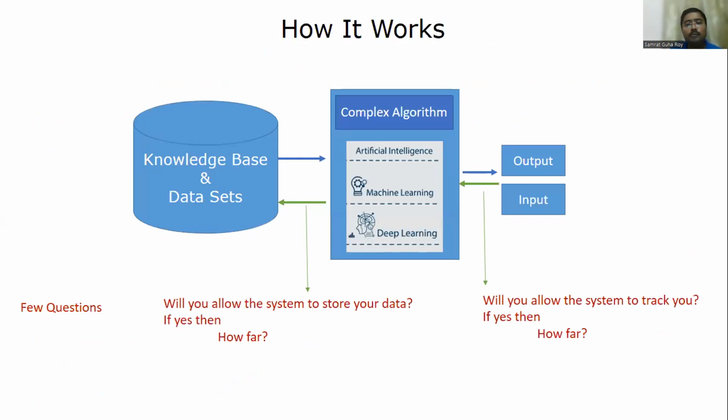We are giving input, and there is a complex algorithm. The complex algorithm takes the information from a backend knowledge base or a data set and gives it to the user. And we know most computer processing works with this model. But here, the most important things are the AI algorithm and machine learning. That means the machine is learning its user. And with deep learning, whatever information is present in the data set, the machine has the capability to predict the future, or what will happen.